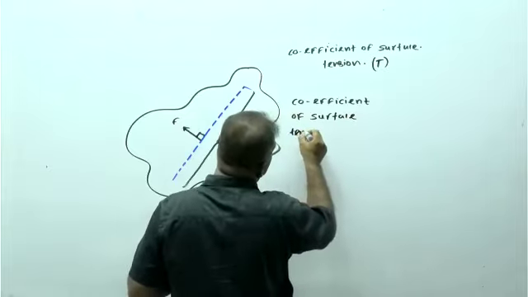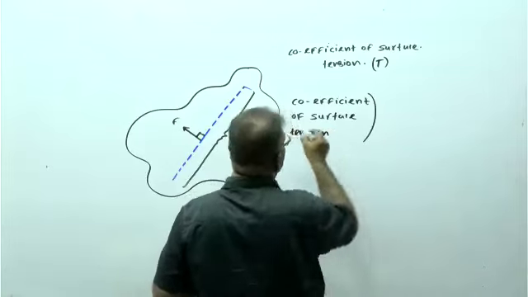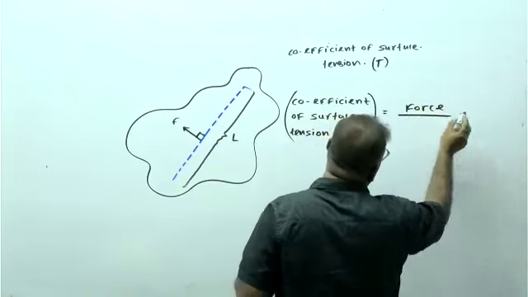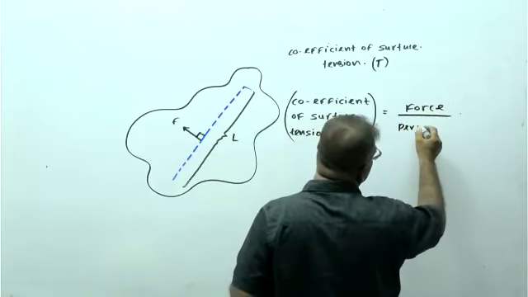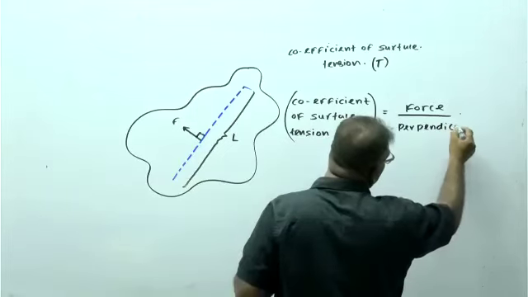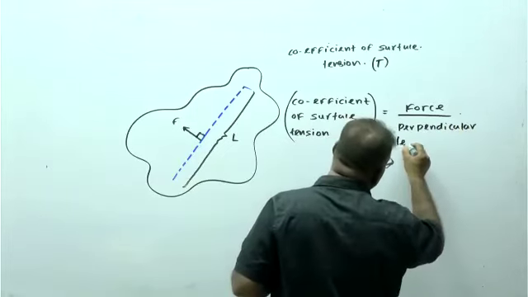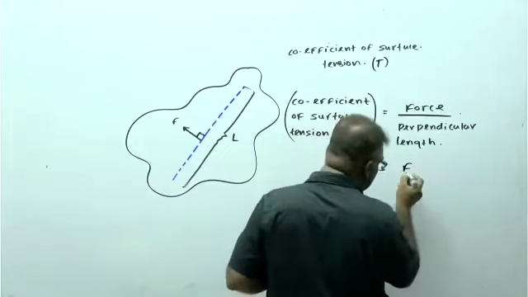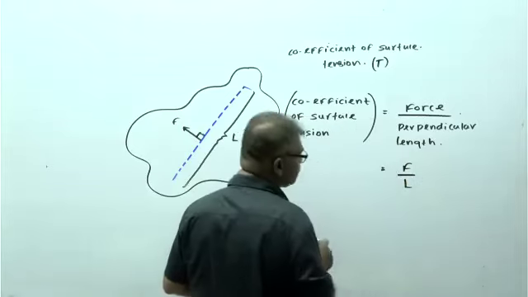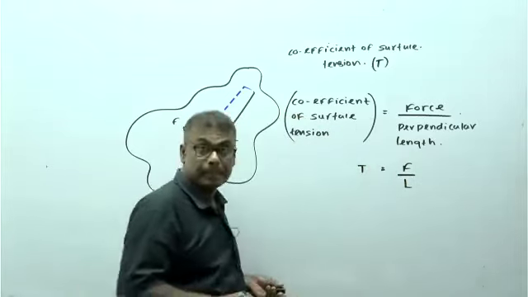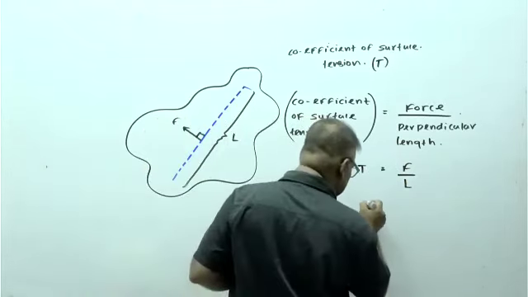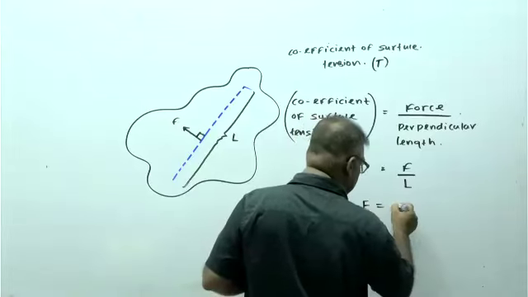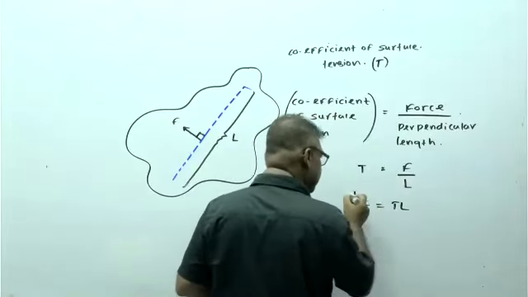Surface tension is written as force divided by perpendicular length. Force is F, length is L, surface tension is T. Then F becomes TL. F is TL, right.